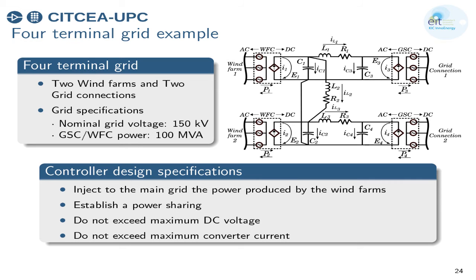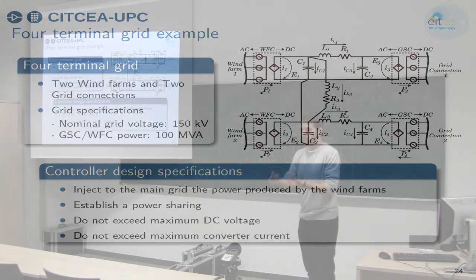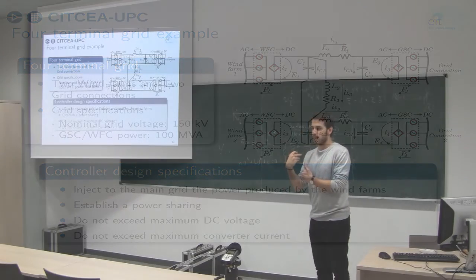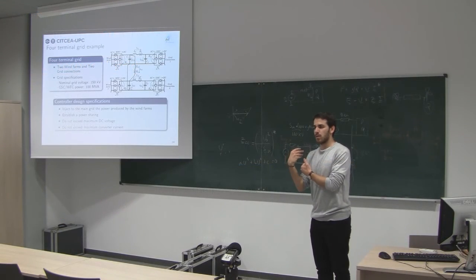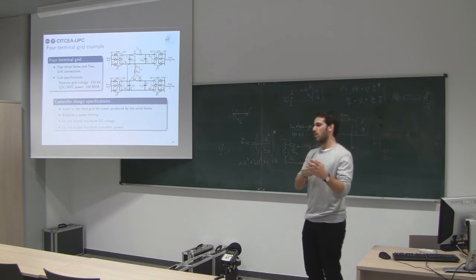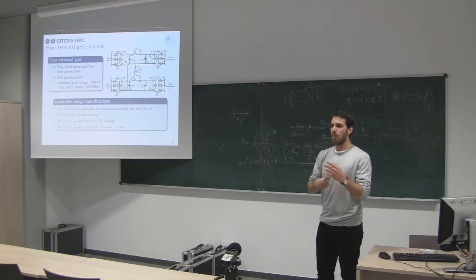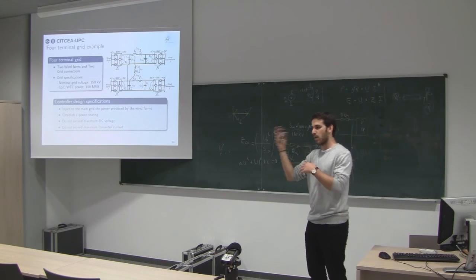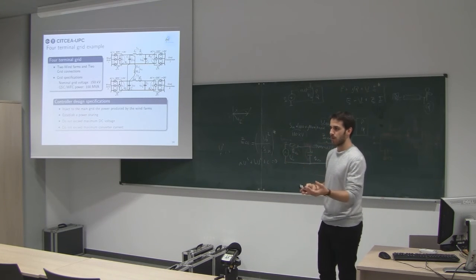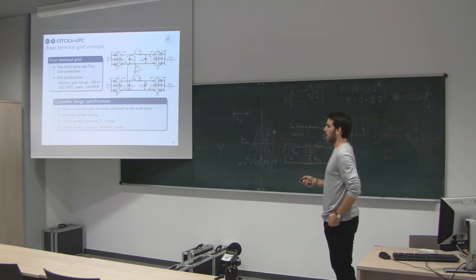Okay, and my controller design specifications were, first of all, I want to inject the power, because when you read some papers about this stuff, some people forget that your main goal is to inject the power that you're producing from the wind farms to the AC grid, and they start calculating some weird stuff like poles of the system, if it is stable or not, and they forget about the real stuff. This is the main goal here, okay?